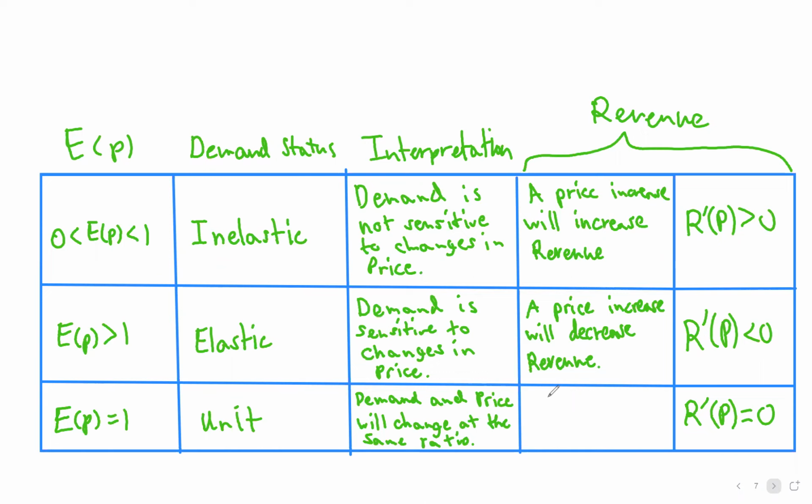Say that we have E of p being less than 1 but greater than 0. We call this an inelastic situation. You'd have inelastic demand, and that implies that the demand is not sensitive to changes in price. Anytime you have that situation, you could increase the price and the revenue would increase, because the demand would not decrease as fast as the price increases. So you have a greater change in price than you do loss of demand.